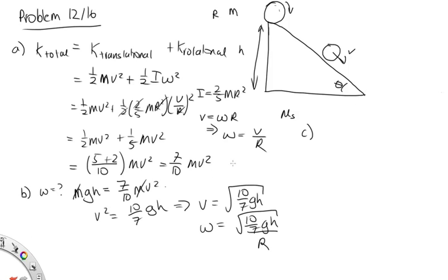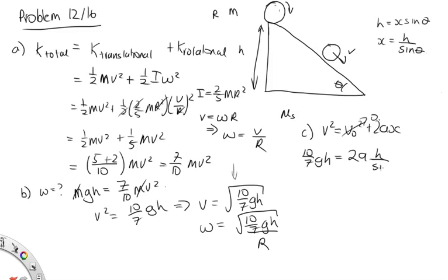We've got its final velocity here, so we can use v squared is equal to v naught squared plus 2ax, where x is the distance travelled. So we need to work out what this x is. We know that h is equal to x sine theta, and so x is equal to h over sine theta. That's the distance it's travelled down the slope. The initial velocity was 0. So we've got 10 over 7 gh, that's v squared, is equal to 2a times h over sine theta.